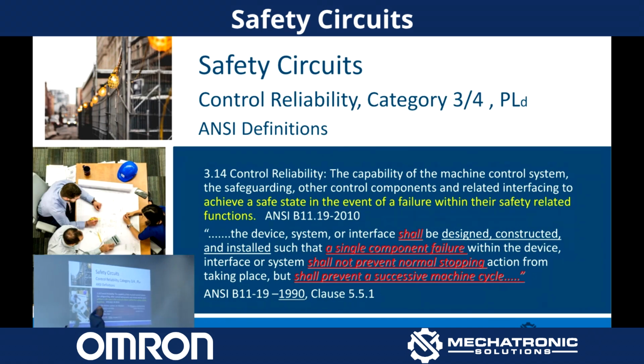I have another definition here. This is a little bit older, out of B11.19, an ANSI standard. A single component failure within the device system shall not prevent normal stopping. You see why they rewrote it. Shall not prevent normal stopping, but shall prevent a successive machine cycle. So even if it fails, we have to make sure that we don't allow the machine to run again.